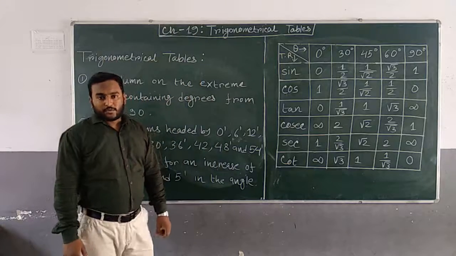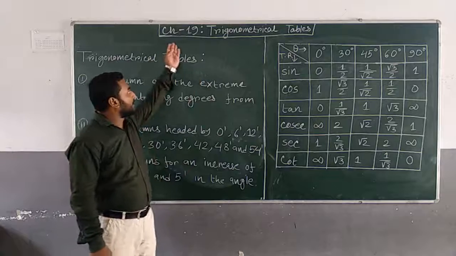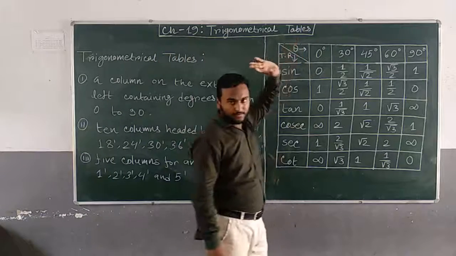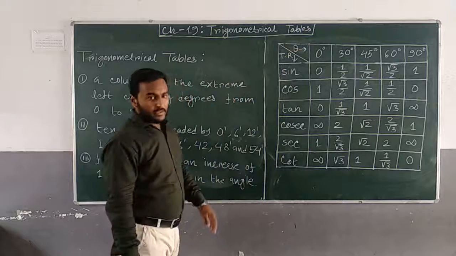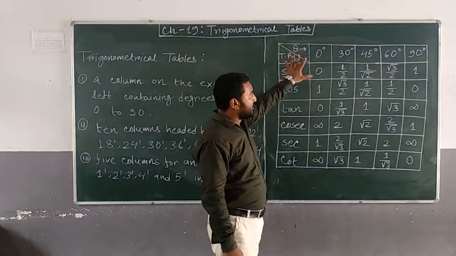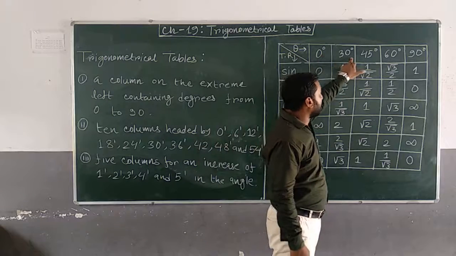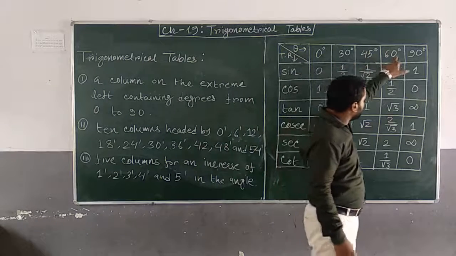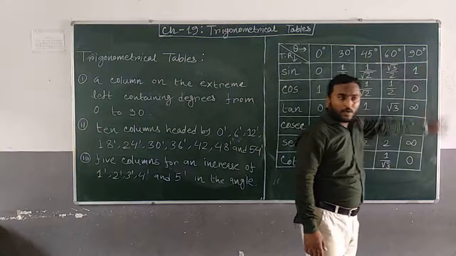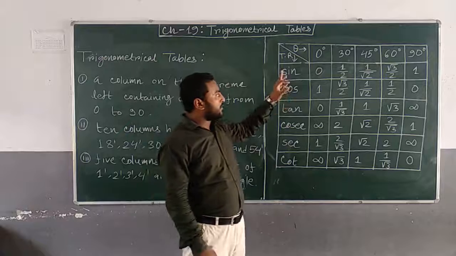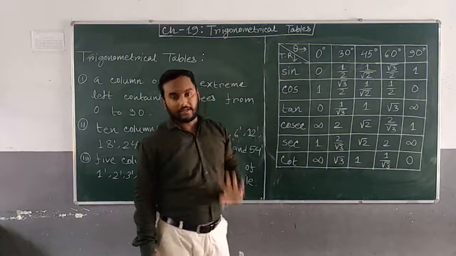Hello dear students, today I am going to explain chapter number 19, that is trigonometrical tables. As we have already discussed the trigonometrical tables for standard angles, that is 0 degree, 30 degree, 45 degree, 60 degree and 90 degree, we have calculated the trigonometric ratios for the angles 0, 30, 45, 60 degree and 90 degree.